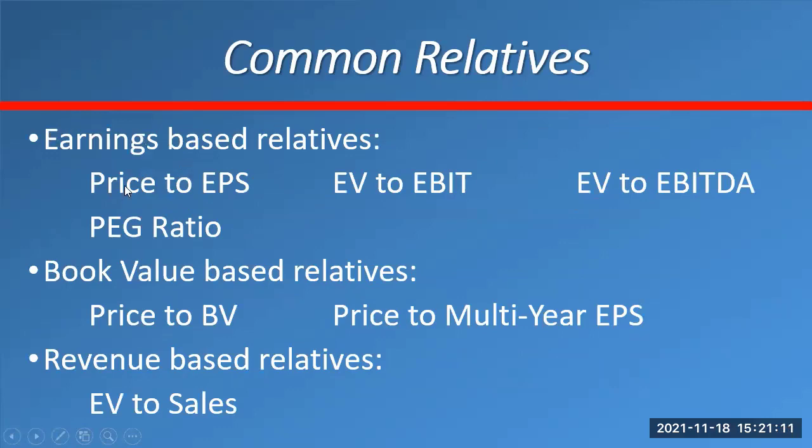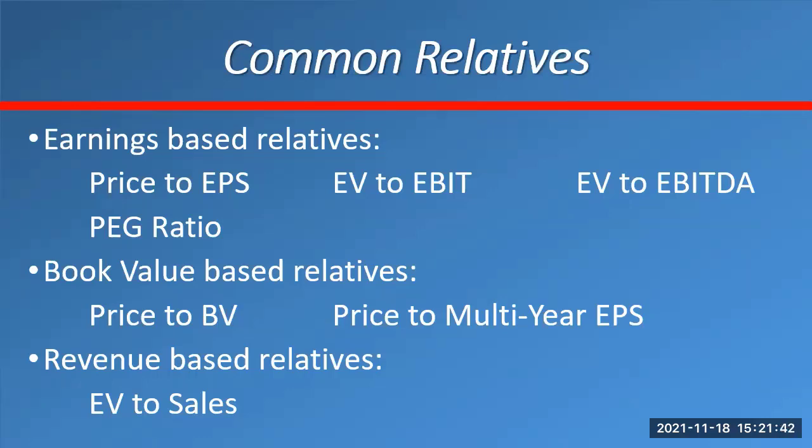So we have earnings-based ones: price to earnings, EV to EBIT, EV to EBITDA. The PEG ratio is the PE ratio divided by expected growth. That's a really popular one for tech stocks. You have book value related ones, price to book value, or one I think can work really well is price to many years of earnings per share. If you've heard of Robert Shiller and his analysis, he's doing price to 10 years of earnings adjusted for inflation.